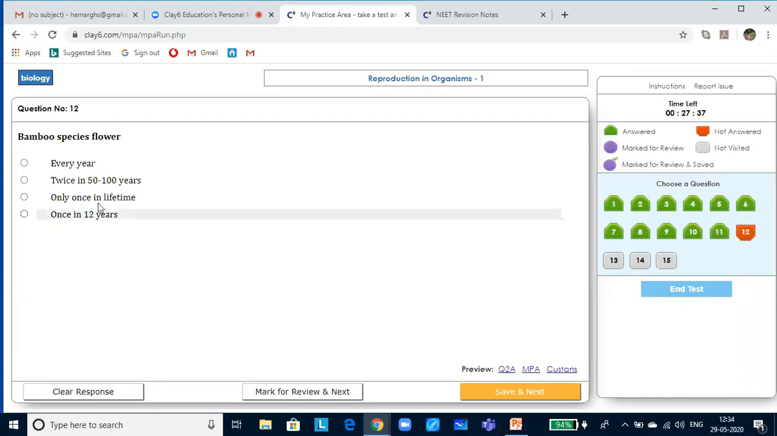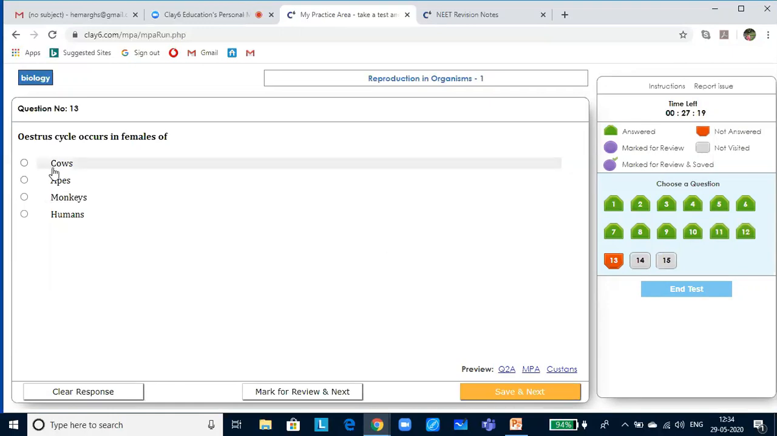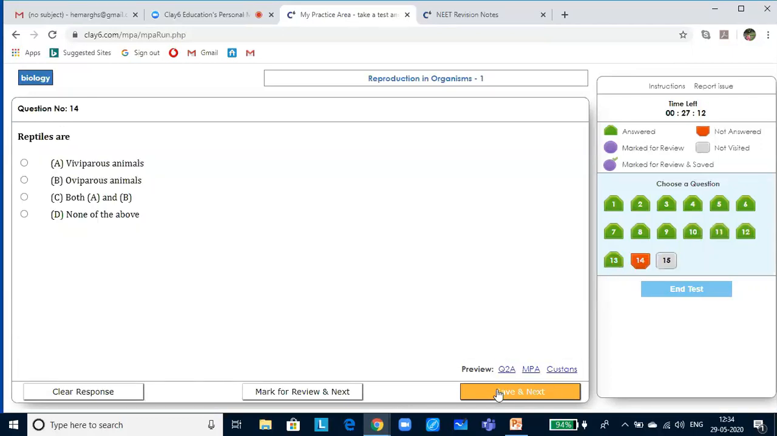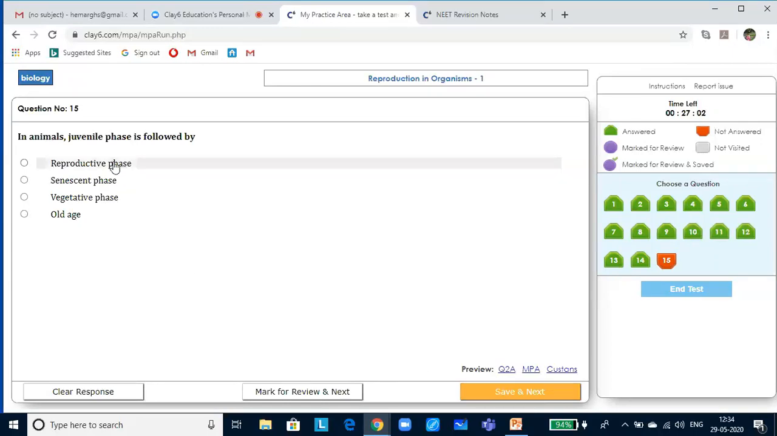Bamboo species flower only once in lifetime. There is one flower called Strobilanthes kunthiana, Neelakurinji, which flowers once in 12 years. Estrous cycle occurs in the females of cows, not in the primates. Primates will show menstrual cycle. Reptiles are oviparous because they lay eggs. In animals, juvenile phase is followed by reproductive phase.